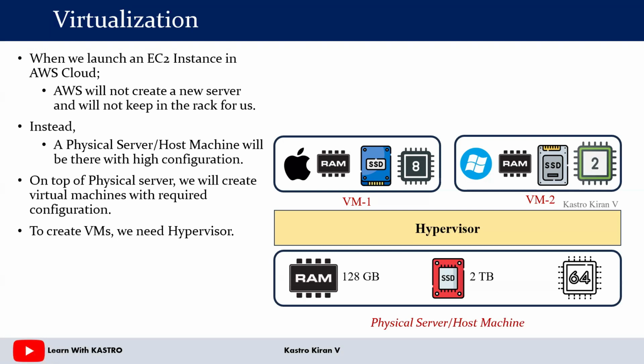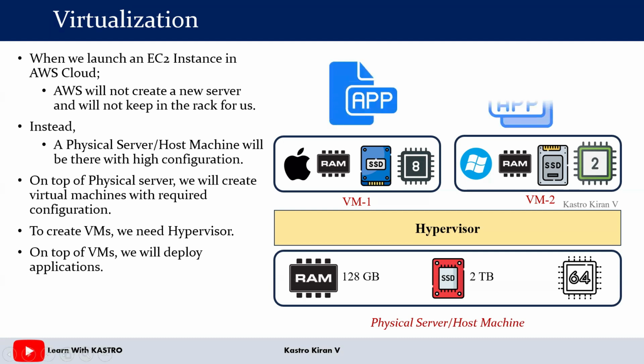What you have to take care of as a user is launching the EC2 instances according to your configuration or requirement. This entire concept is known as virtualization. Now, on top of virtual machines, we will host the applications. It can be a Java-based application, a Python-based application, a .NET-based application, or a simple HTML page. All these examples we are going to see one by one as we progress through the tutorials of AWS, especially the EC2 service.